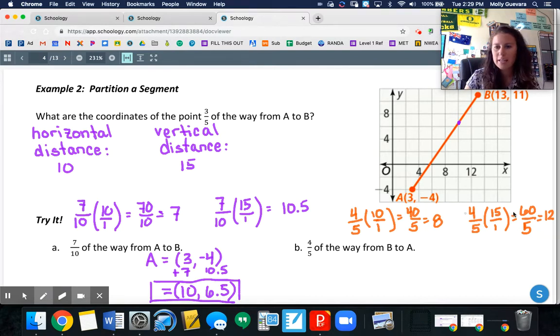So that tells me that I'm either adding 8 or adding 12. But this is the kicker right here. I'm going from B to A. So because I'm going from B to A, watch what happens. My horizontal distance from B to A, this length, is now negative 10 because I go to the left. So that makes this a negative, which makes this a negative, which makes this a negative. That makes sense, because I'm going from B to A. So I'm going the opposite direction. So it's negative.